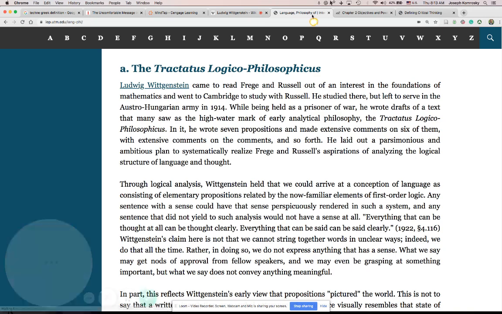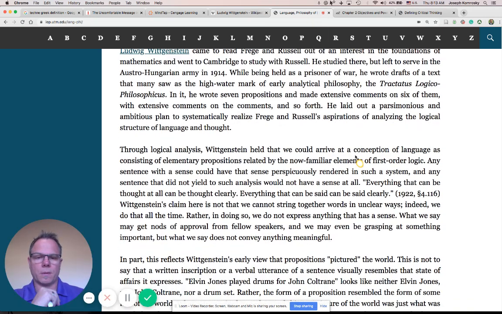So, I want to quote something from him. Everything that can be thought at all can be thought clearly. Everything that can be said can be said clearly. You might say, well, that's common sense, right?